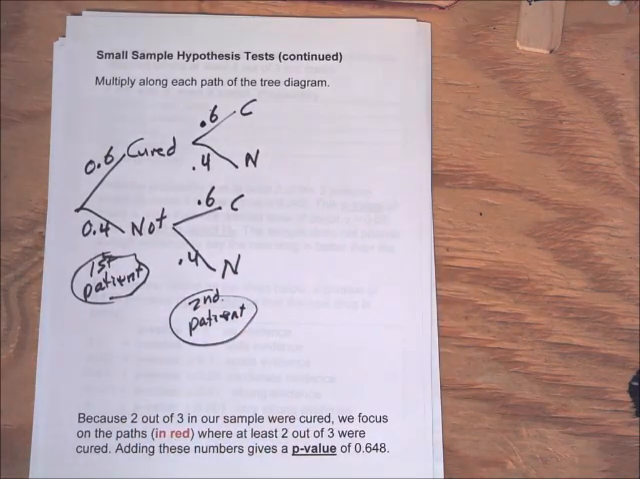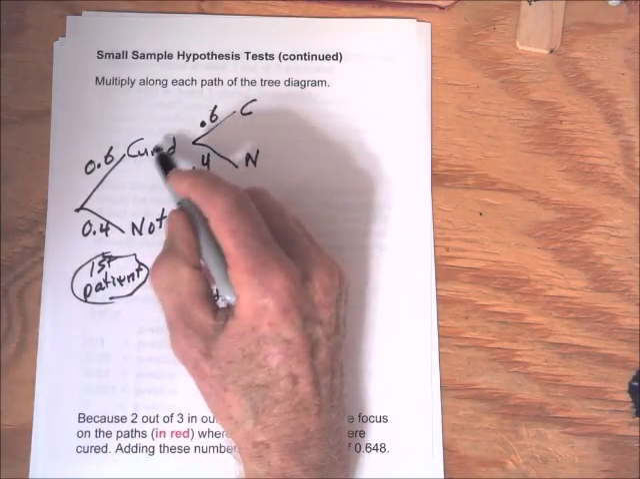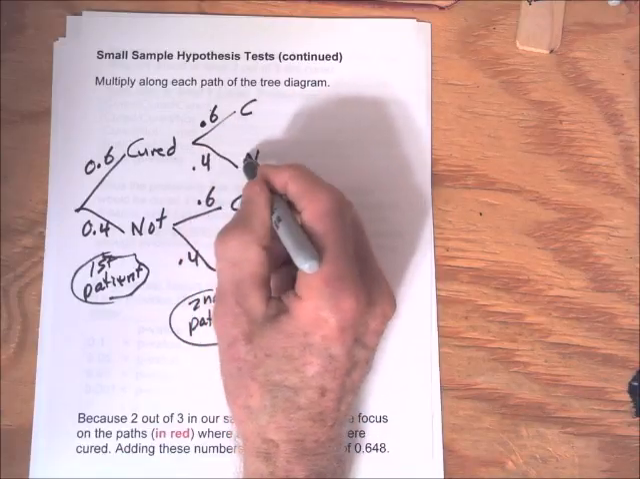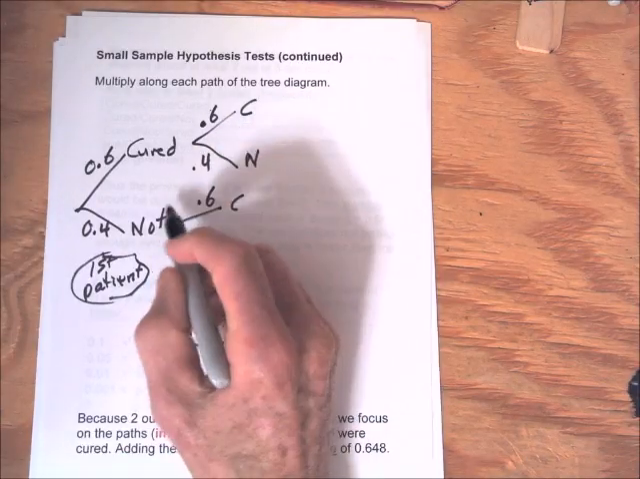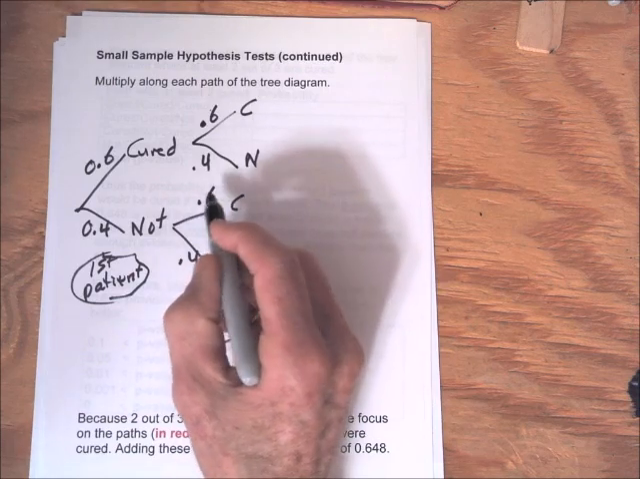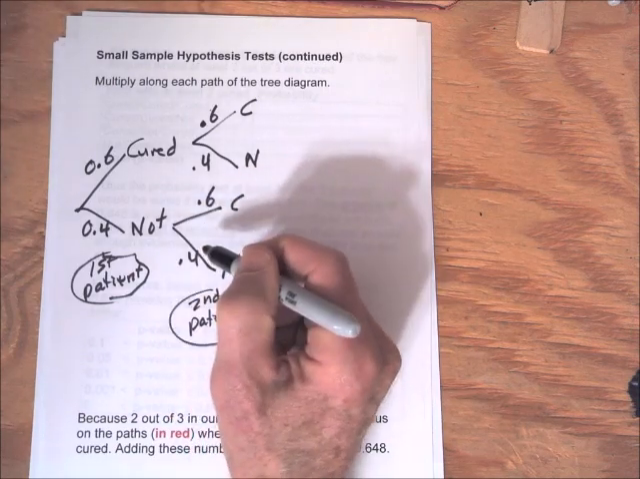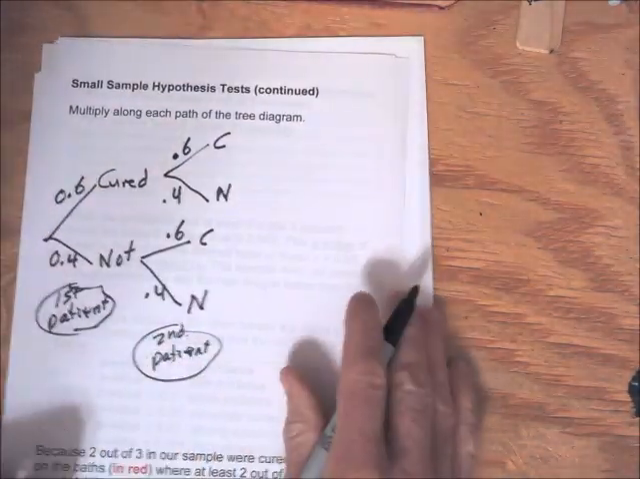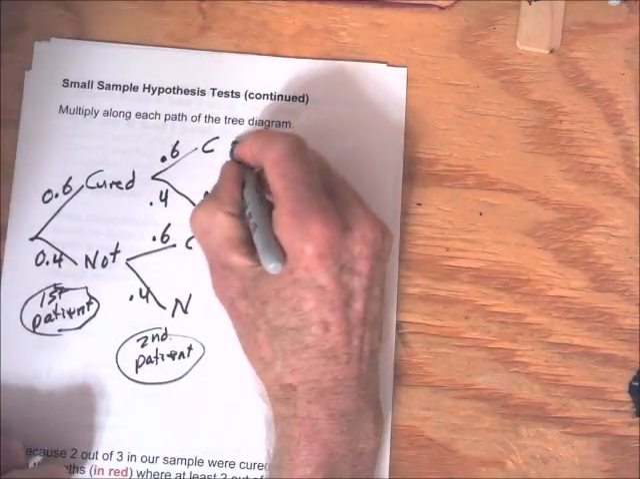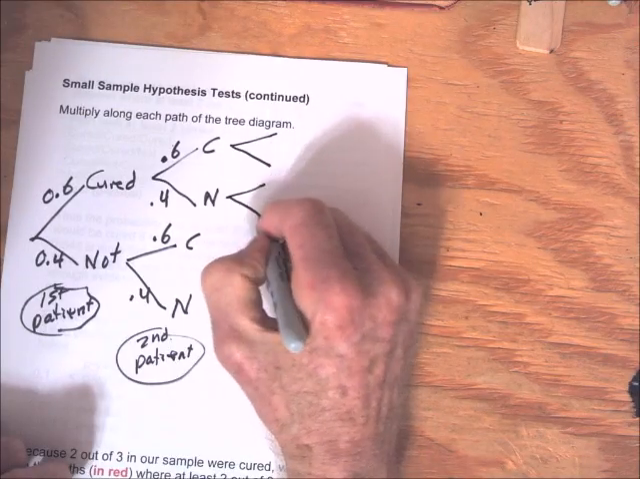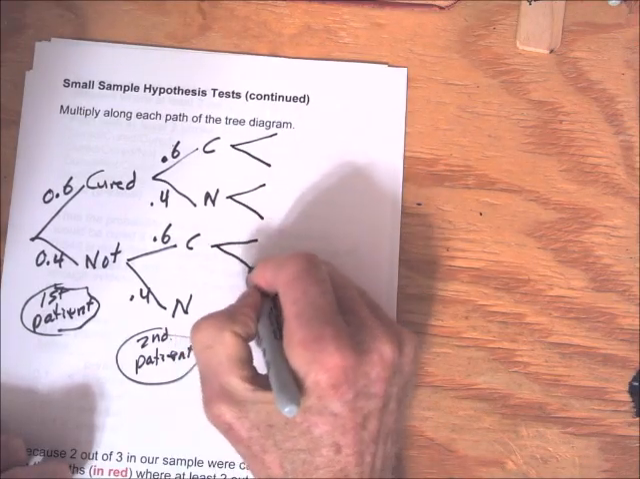Okay, so if you have 2 patients, there's 4 possible outcomes. They could both be cured. First patient is cured, the second patient is not. That's the second path on the tree. First patient is not cured, the second patient is cured. That's the third path on the tree, or neither patient is cured. And then the third patient: each time you add a patient, the number of paths is going to double. So we'll have 8 possible outcomes for 3 patients.